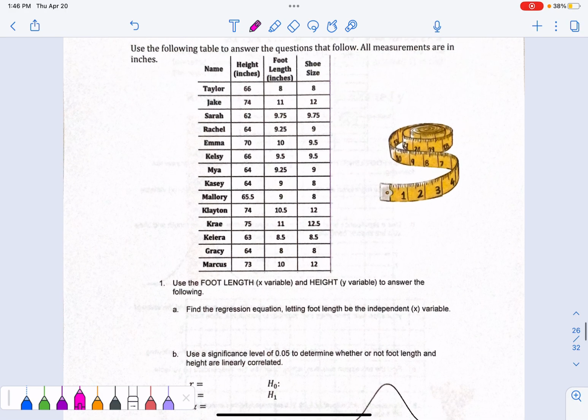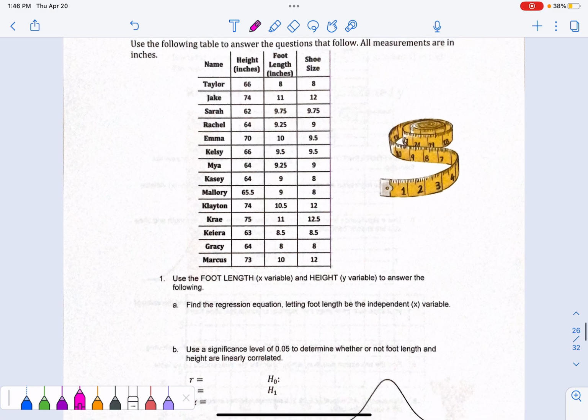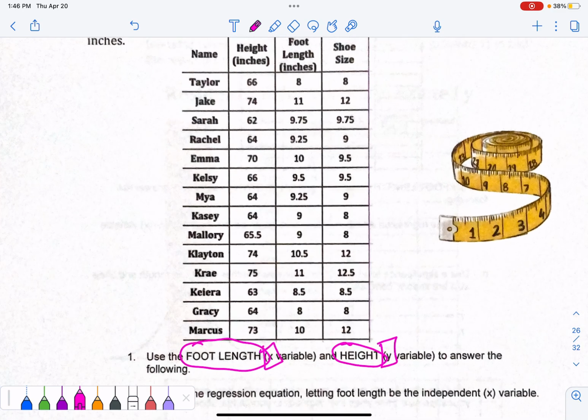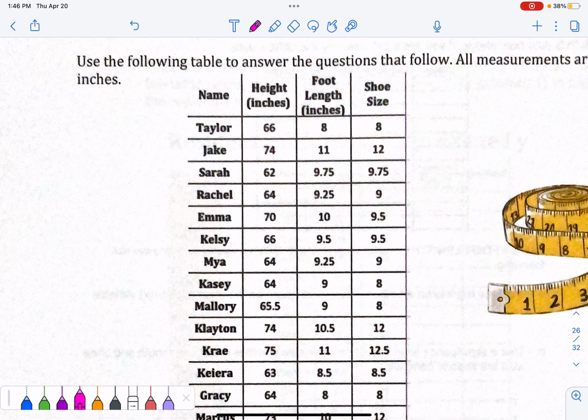Number 1 is taking this data and comparing foot length and height. So maybe start by circling those. We want to pay really close attention to the fact that foot length has to be the X variable and height has to be the Y variable. If you're going to put this into a Google Sheet, which you'll need to make a regression equation, we want foot length to be X and height to be Y. You can go in and switch it on the Google Sheet so that your X is the right column and your Y is the left column.